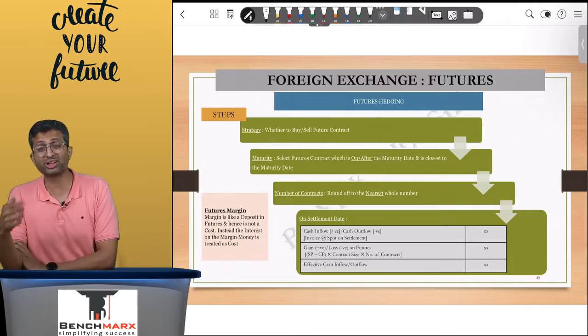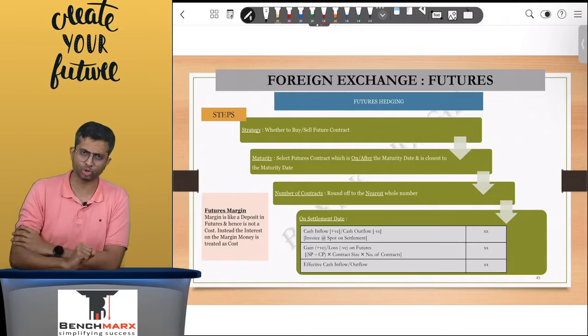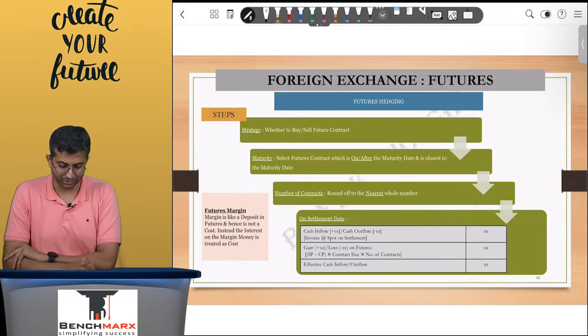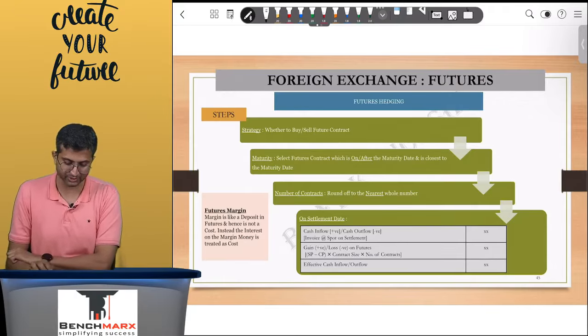So your gain or loss will come in dollars. You will have to again convert that back into rupees. You need to be a little careful in that particular set of calculations.